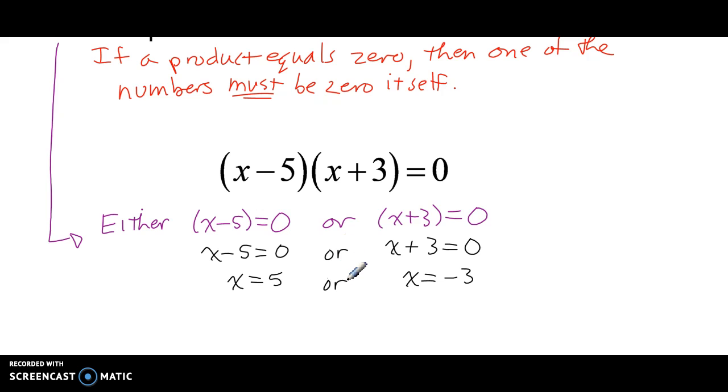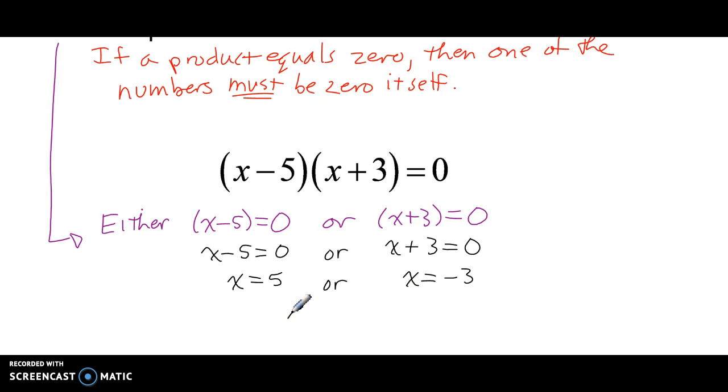So there are two possible answers to this equation. If x equals 5, the equation gets solved. In fact, you can check it. Plug in 5, and you'll have 0 times 8 equals 0. And that checks. But if x equals negative 3, that also checks. If you plug x equals negative 3 back in, you'll get negative 8 times 0, and that also equals 0. So those two numbers do check.